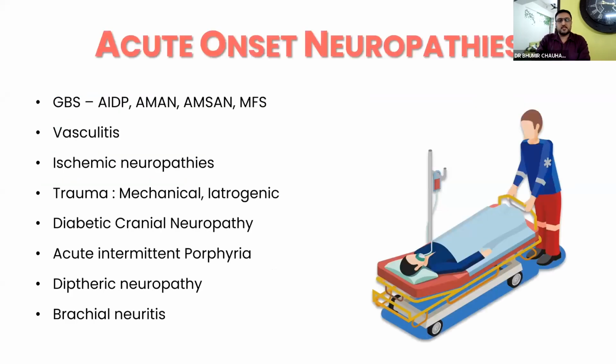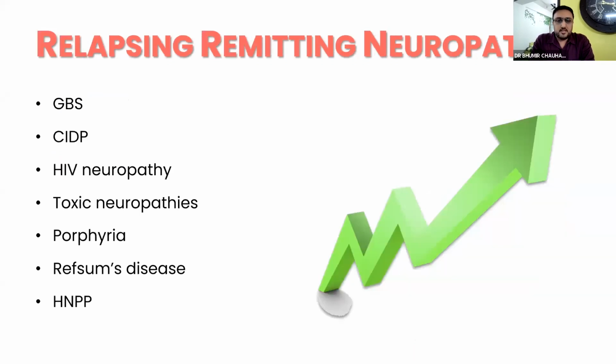With an exception, there are acute onset neuropathies also. We have GBS variants like AIDP, AMAN, AMSAN, and MFS, Miller-Fisher. You have vasculitis, ischemic neuropathies, traumatic neuropathies, diabetic cranial neuropathy, porphyria, diphtheria, and brachial inflammation or brachial neuritis. So these are of acute onset. And we have relapsing remitting neuropathies, like again GBS or CIDP, HIV, toxin-induced, porphyria, Refsum, and HNPP.